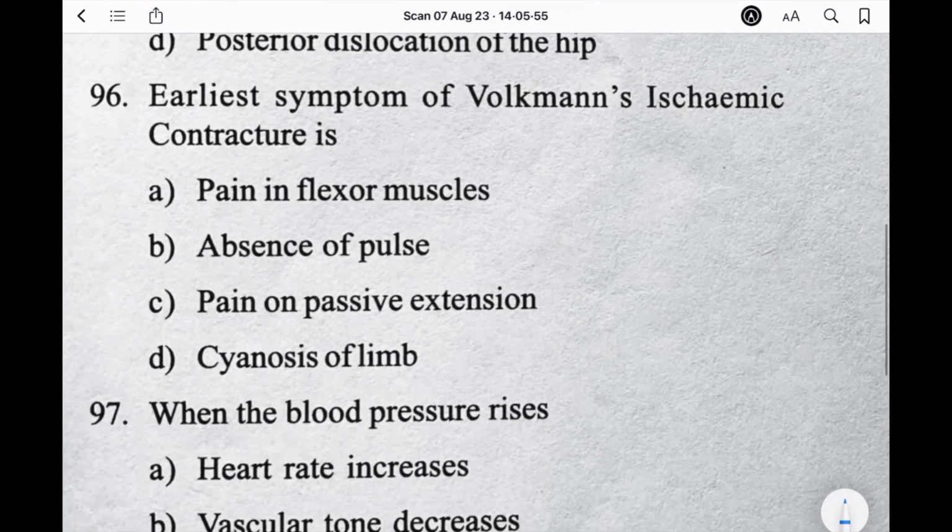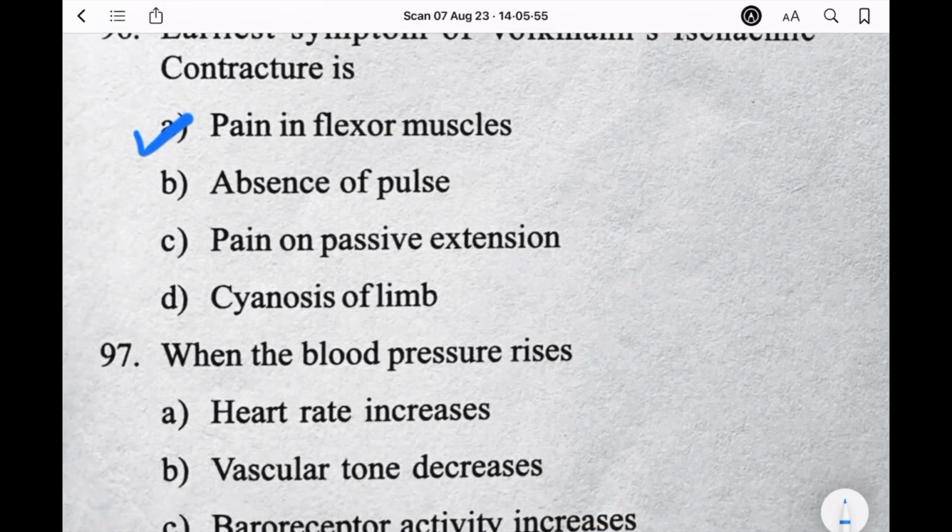Question number 96, earliest symptom of Volkmann's ischemic contracture is. Options are pain in flexor muscles, B, absence of pulse, C, pain on passive extension, and D, cyanosis of limbs. So correct answer is A, pain in flexor muscles.